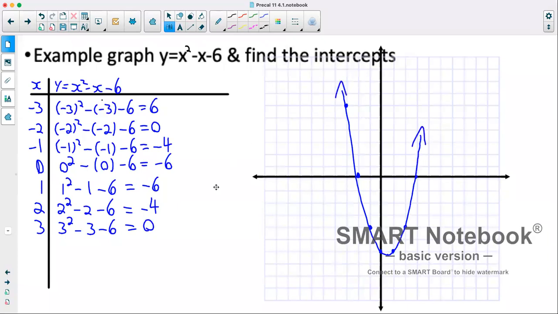Now looking at our graph, we have x-intercepts here at -2 and here at +3. We have y-intercept at -6. You'll also notice that if our quadratic is in general form, which is what this is, our y-intercept is just this last value here.